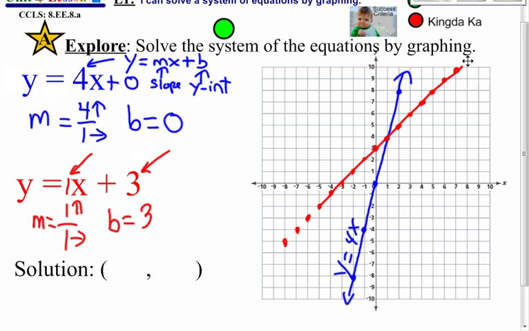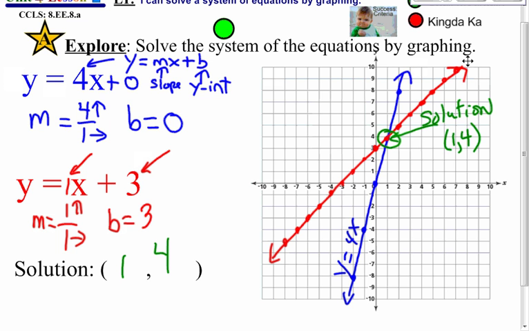Once I connect all the points, you can see there is an intersecting point of these two linear functions right here. That is known as the solution. The solution to this system is 1, 4. 1 for the x, 4 for the y. So that is my solution.